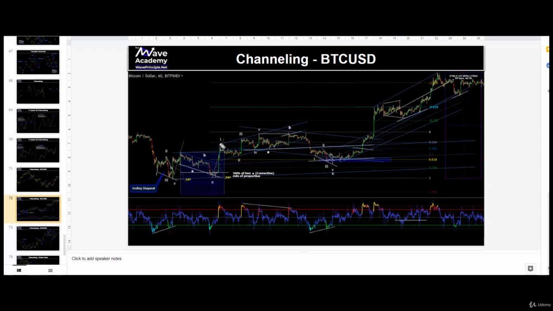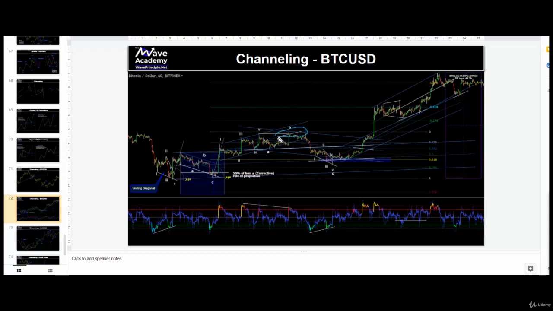Here's another example of a parallel channel. As you can see here, 0 to B, we extend to A, we can find C. Once it broke above this ending diagonal, ABC, it broke above this channel, and then it does 1, 2, 3, 4, 5. This is some kind of leading diagonal. But the thing that matters is that the price is inside of the channel. It keeps bouncing top, down, top, down, top, down, top, down.